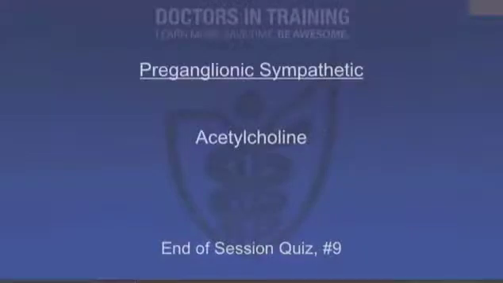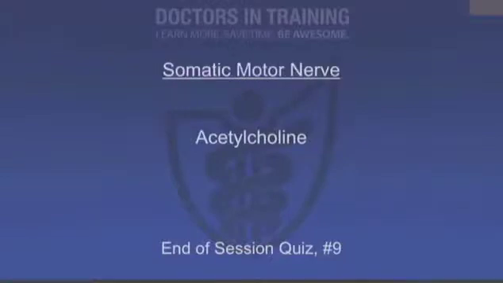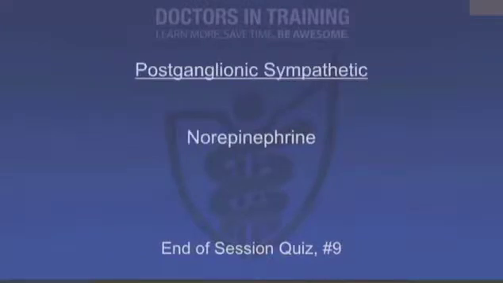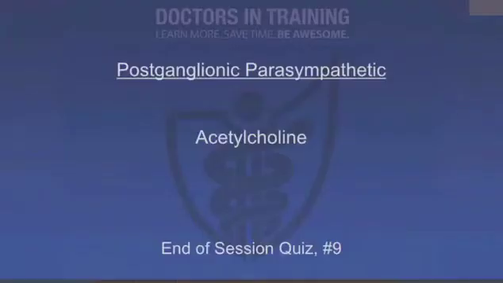Next, list the neurotransmitter secreted by each neuron. So first is preganglionic sympathetic, and it's going to do acetylcholine. Next, somatic motor nerve. That's going to use only acetylcholine as well. Postganglionic sympathetic. This is going to be norepinephrine, and it's going to go after that adrenergic receptor. Postganglionic parasympathetic. So this is going to be acetylcholine.